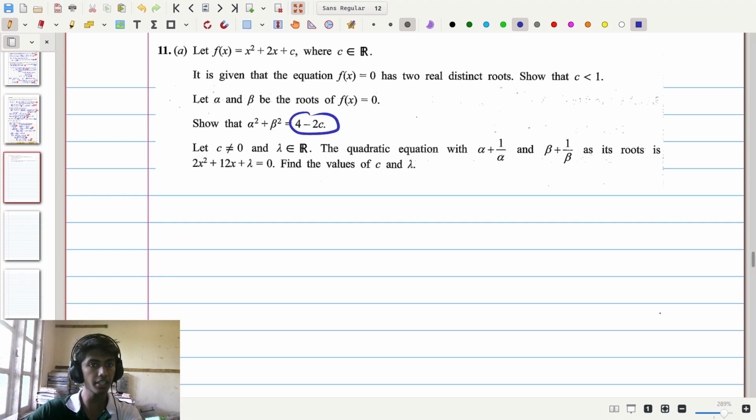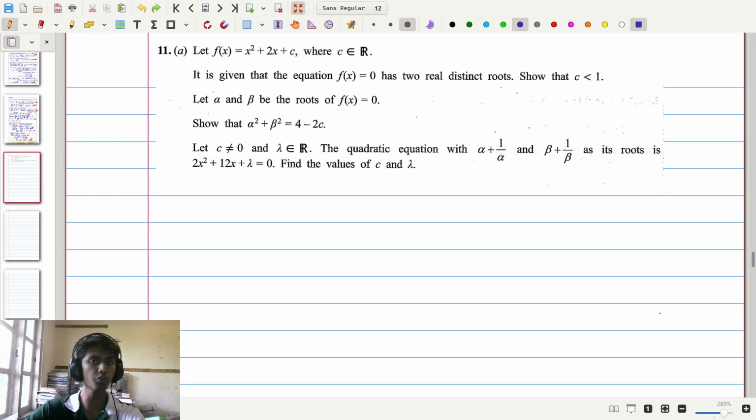And then finally they say, let c be not equal to 0 and lambda be an element of the real numbers. Given this, they say the quadratic equation with alpha plus 1 over alpha and beta plus 1 over beta as its roots is given by 2x squared plus 12x plus lambda equals 0. Now with this information, we are finally asked to find the values of c and lambda.